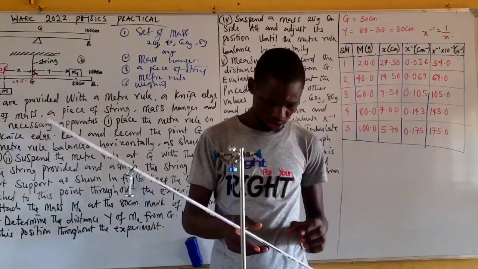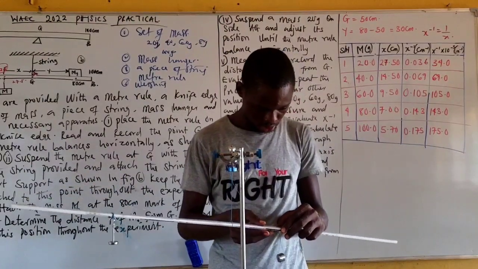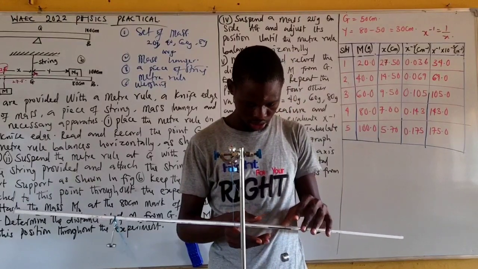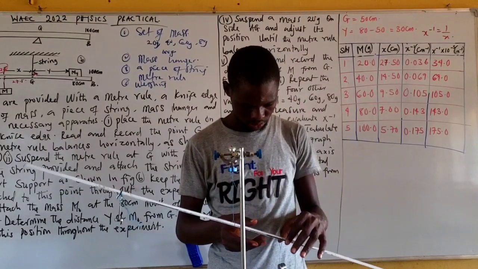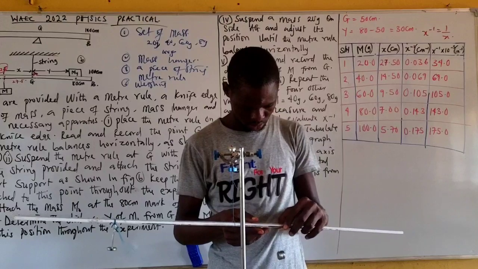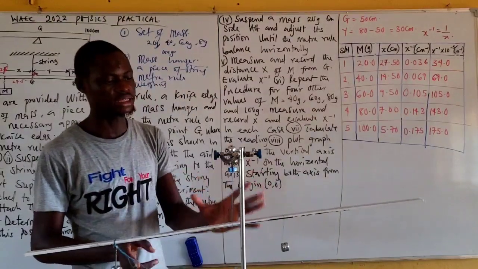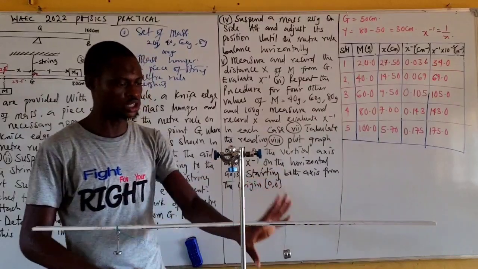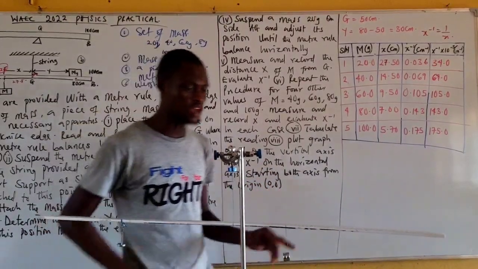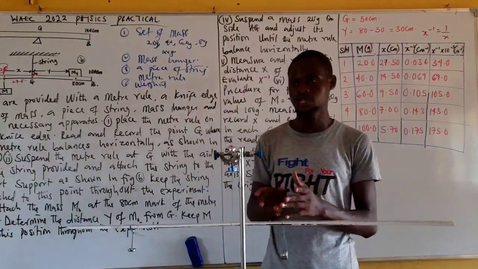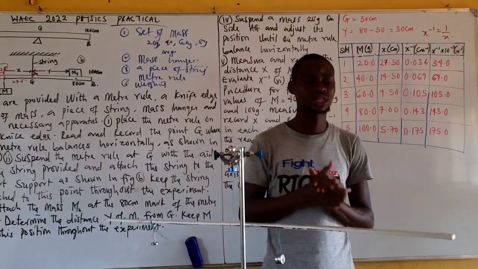So, if we move this, just make sure that you move it to the extent that you are going to get the exact horizontal balance point, which is already balanced now. Now, after you've gotten the exact horizontal balance point, please take note of this.